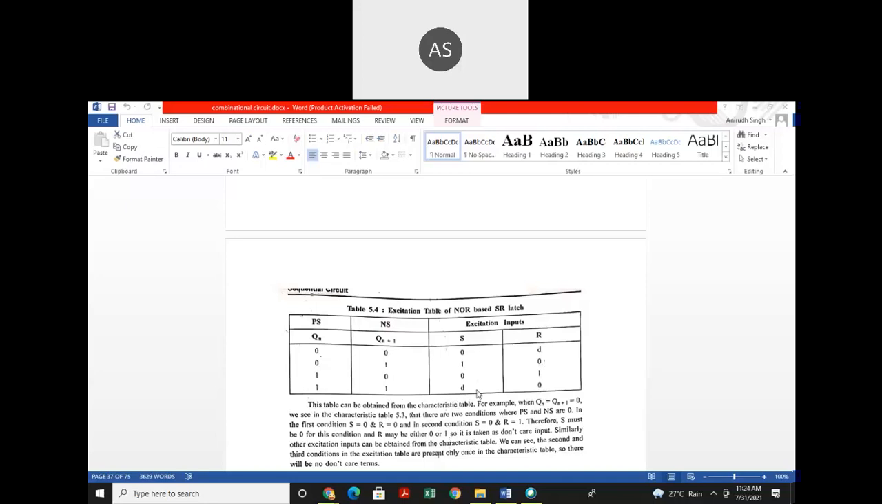If S and R both are 0, it means there is no change in state. And if the output state is 1, it means that Q is 1. So when Q is 1, in that case S should be 0 and R should be 1. So we can say that S may be 0 or 1, but R is 0. In that case, the next state will be 1 from the present.